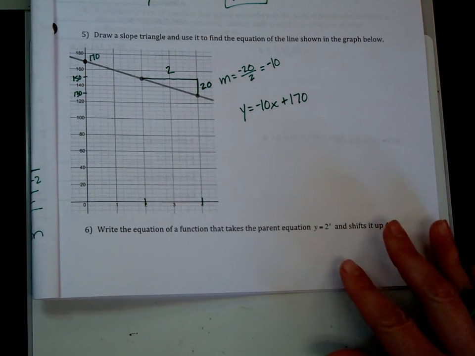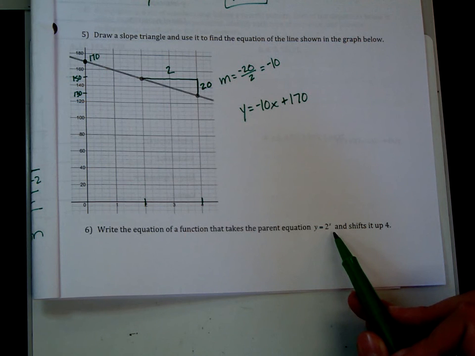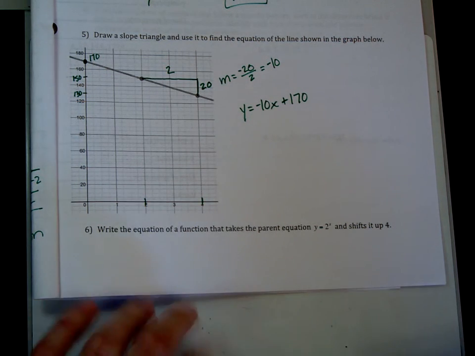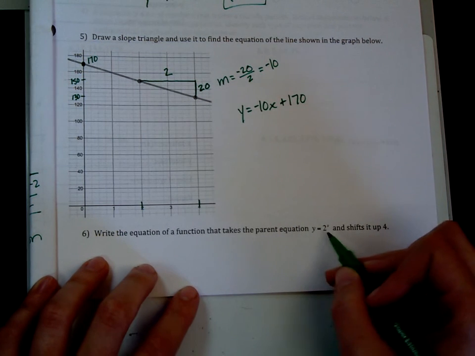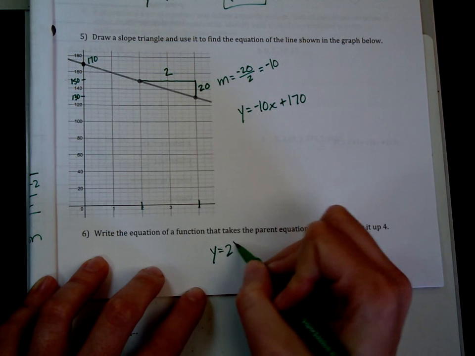Write the equation of a function that takes the parent equation y equals 2 to the x and shifts it up 4. So to shift it up 4, we have to add a number to the end. So we could say y equals 2 to the x plus 4.